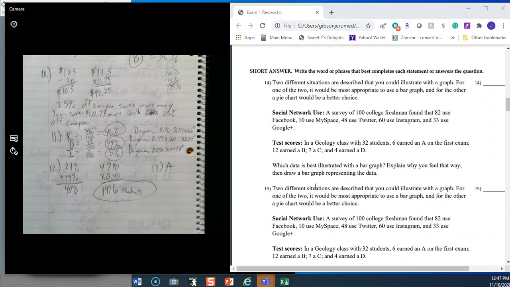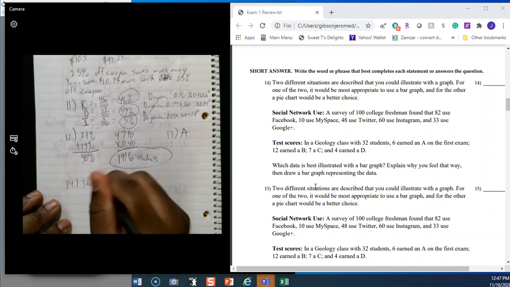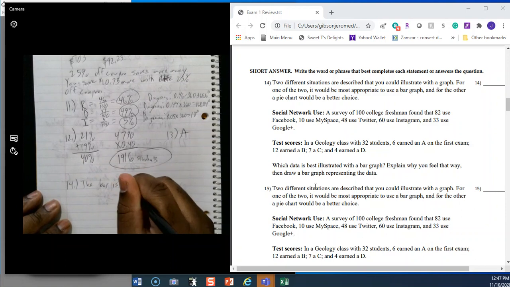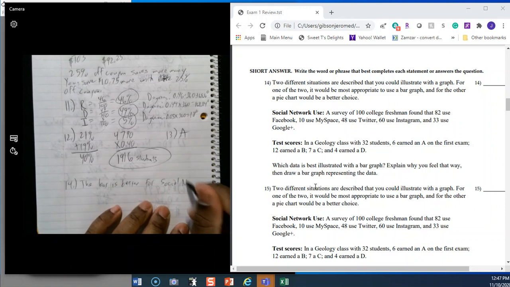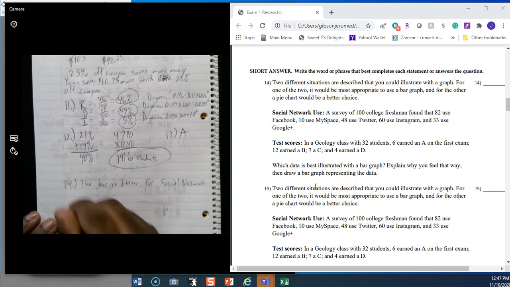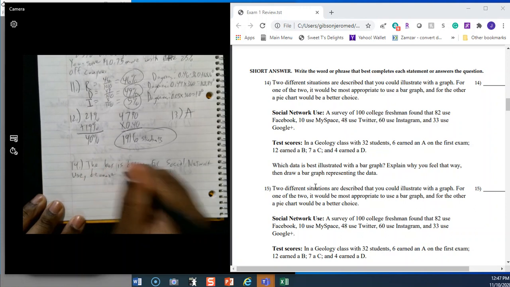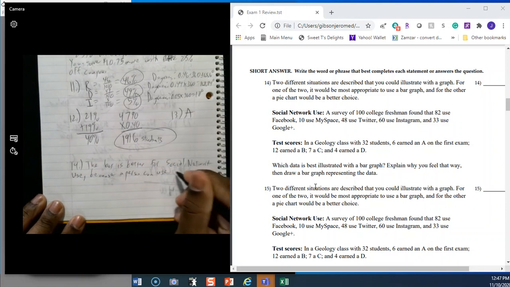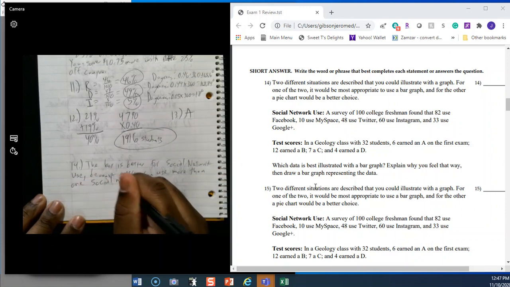Okay, actually, the bar graph is better for social network use. And that is because a person can use more than one social network.